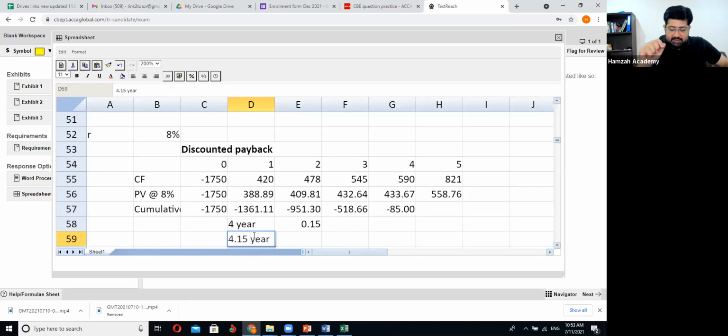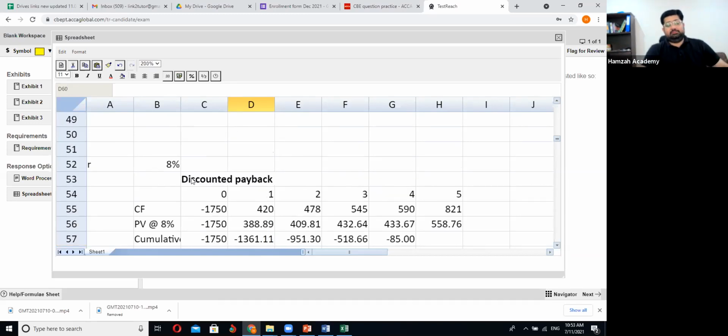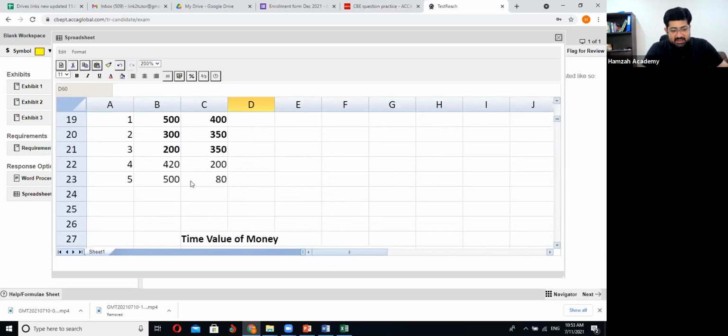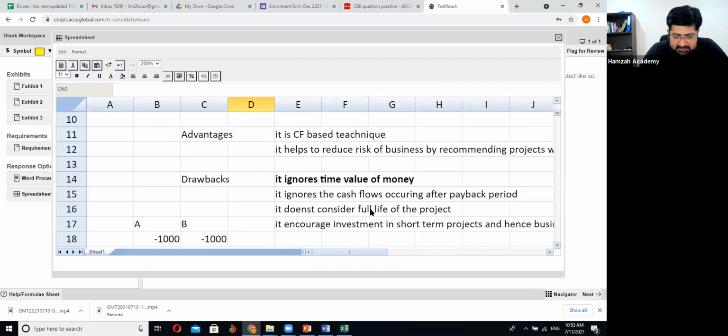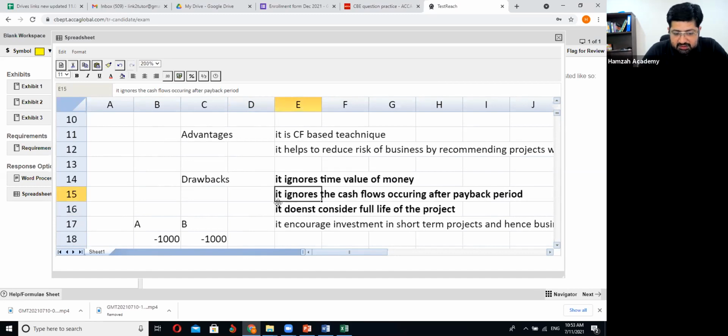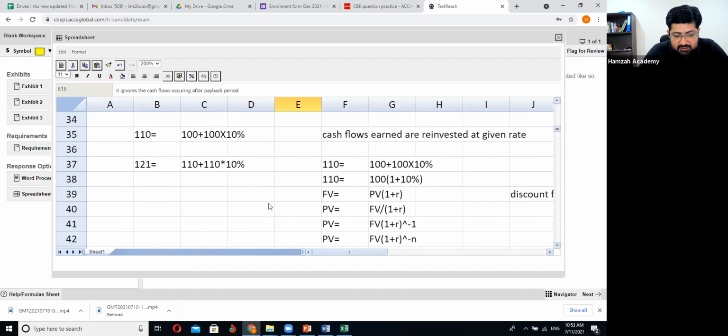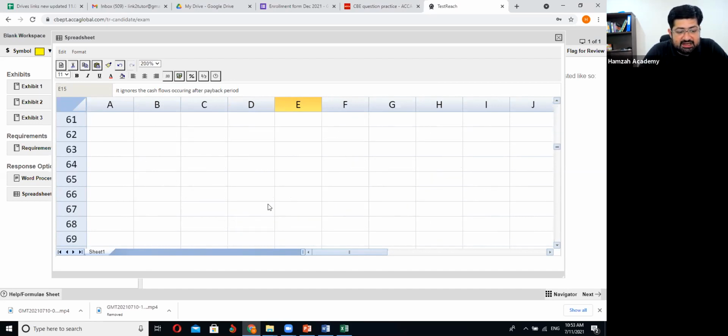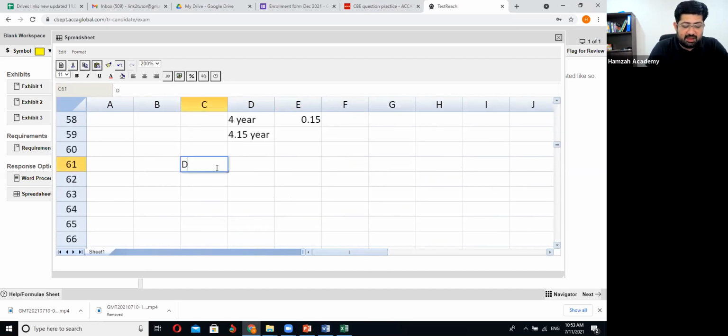Now, the next topic. There is still a drawback which remains. It does not consider the time and value of money. These drawbacks have not been removed. For that comes the concept of duration.